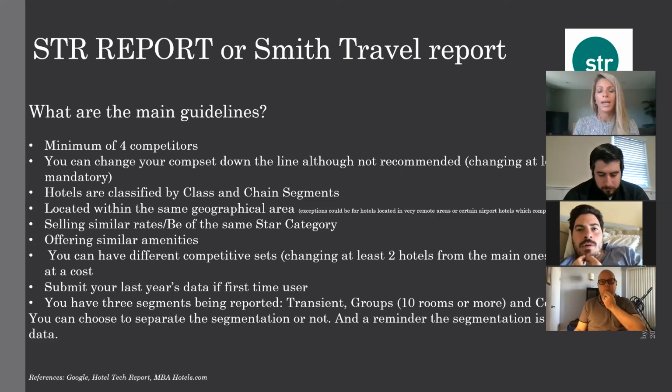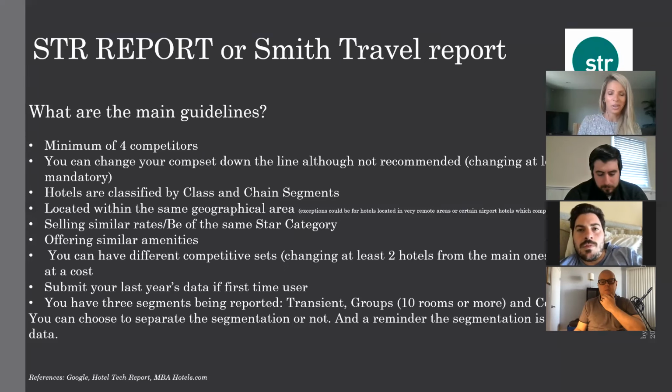And one important thing too is that it's really key for you to choose the right competitive set from the start. You can change your competitive set down the road, meaning that, let's say my hotel is opening this year, and then 6 months down the road, I figure out that the competitive set that I chose is not good. So in 6 months, I want to change my competitive set. You can absolutely do that. You have to change a minimum of 2 hotels.